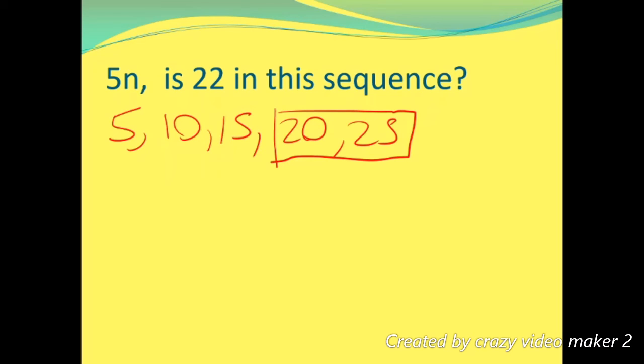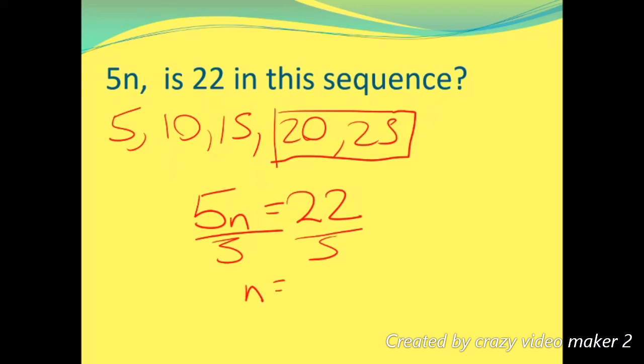But what I want to push you towards is solving it. We can create an equation. So if I make 5n equals 22, and I solve this and it happens to be a whole number, then I know that 22 is in the sequence. It's an easy one to solve. I just divide both sides by 5. So I've got n equals 4.4. Now, because 4.4 is a decimal, I know that can't be in the sequence. So you'd have to say, no, this is not in the sequence because n is a decimal number.